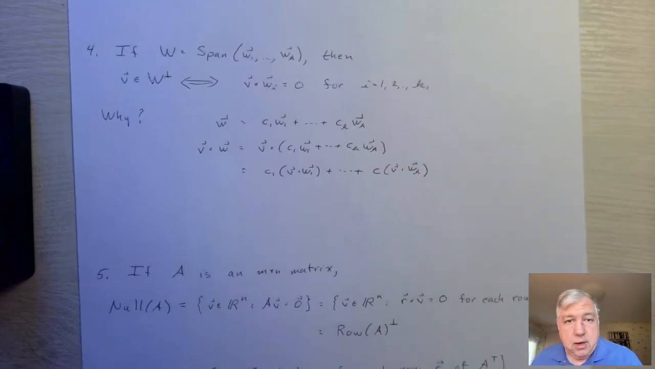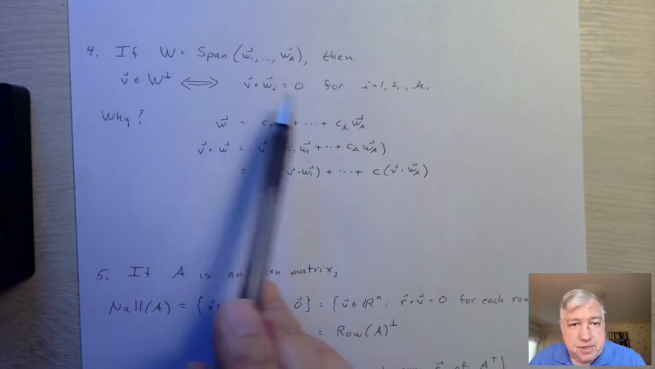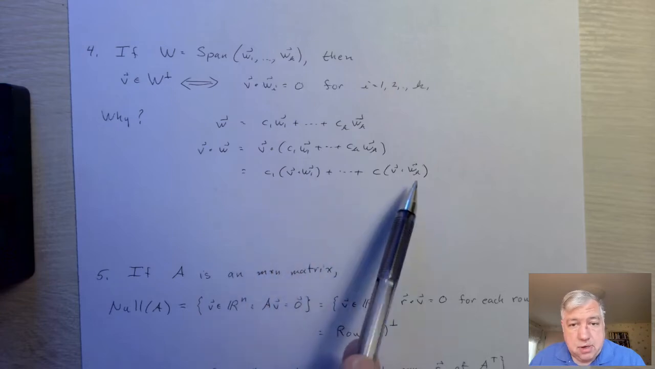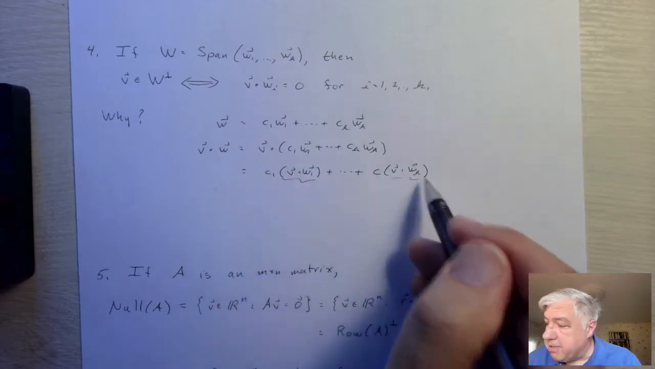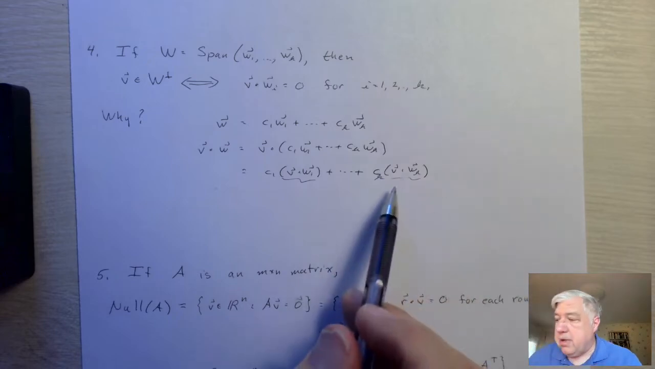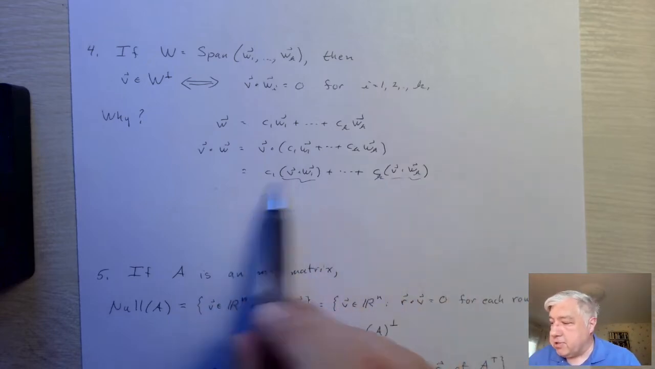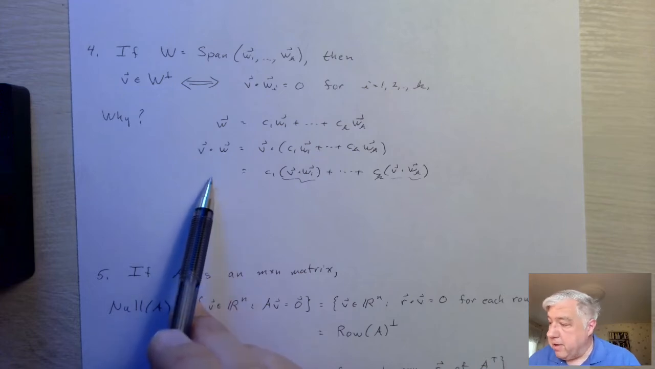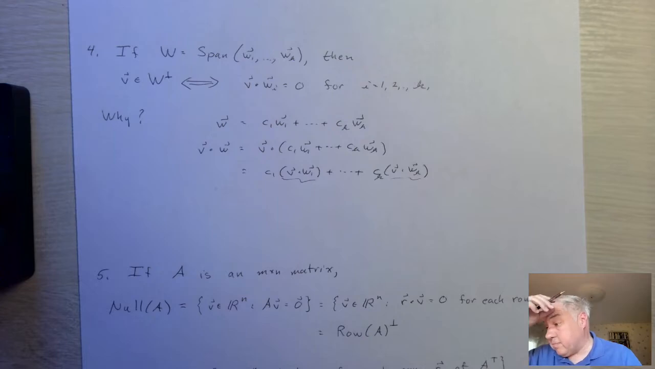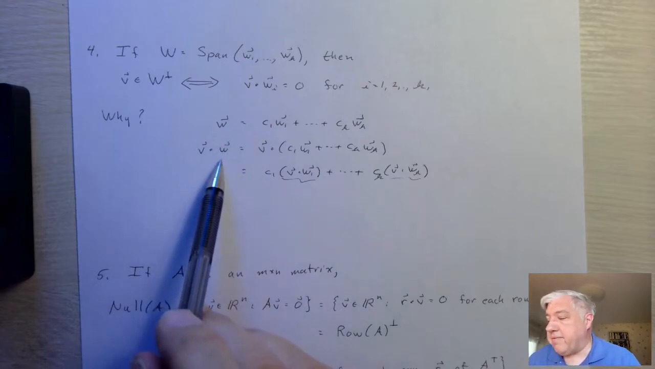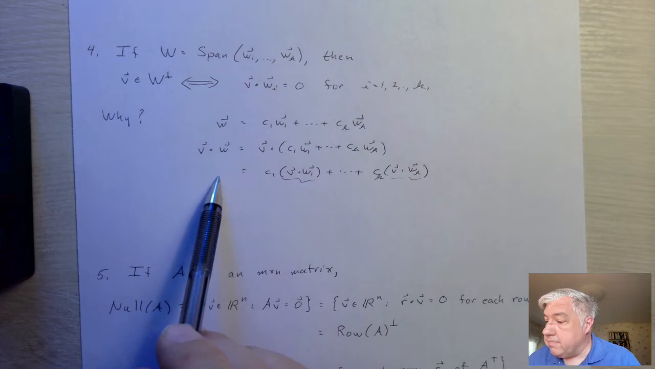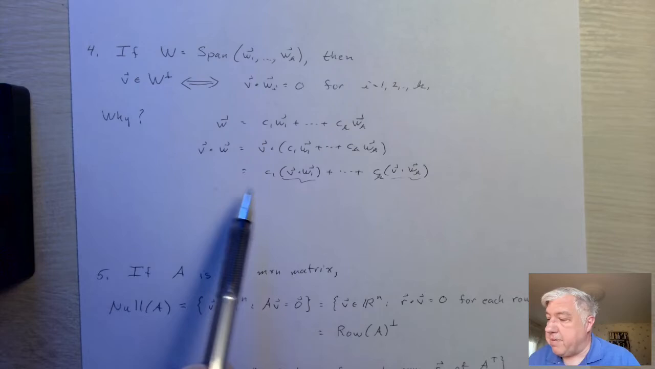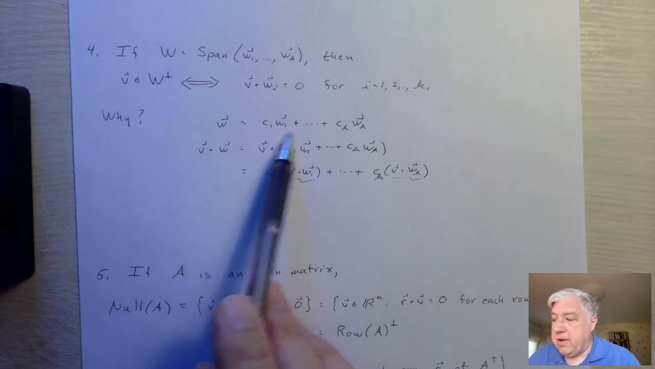So clearly, if this holds, then all these terms are going to be 0, and so this whole thing will be 0, and that will mean V dot W will be 0. Okay, so that will show that V will be in W perp, because everything in W can be written in this way.